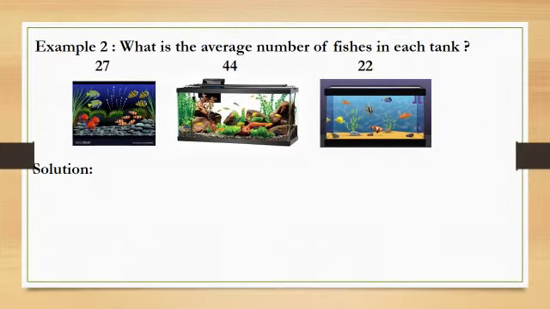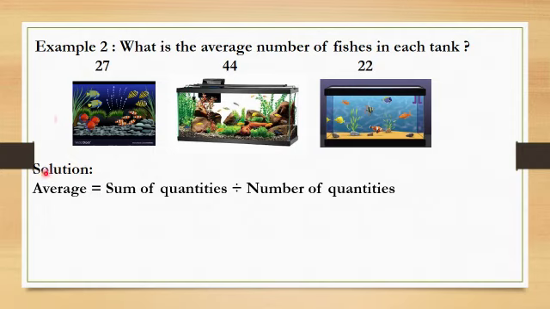Now let us do another example. What is the average number of fishes in each tank? The first tank has 27 fishes. The second tank has 44 fishes. The third tank has 22 fishes. Now let's do the solution. Here, since we have large numbers, we don't always use the pictorial representation to find the average. So it's advisable to use the formula.